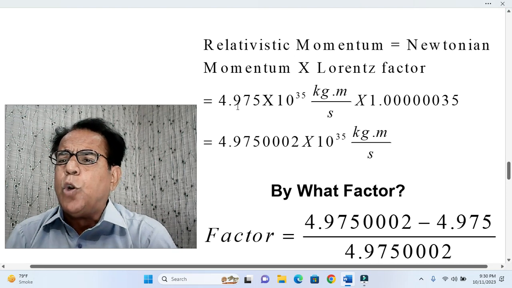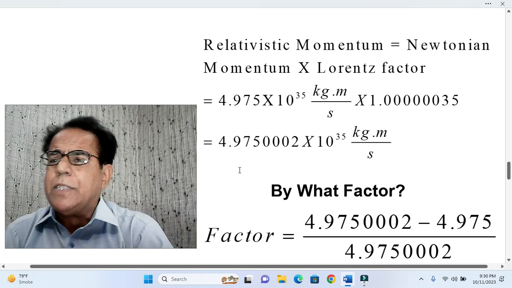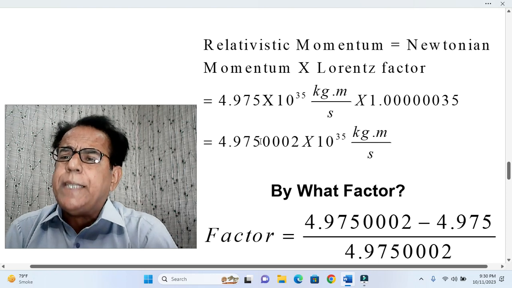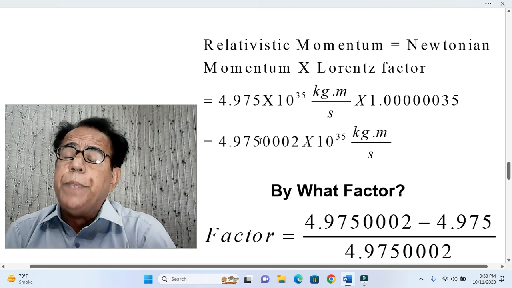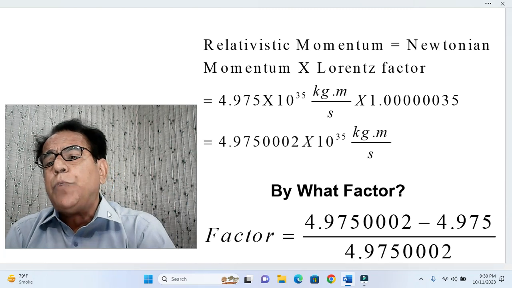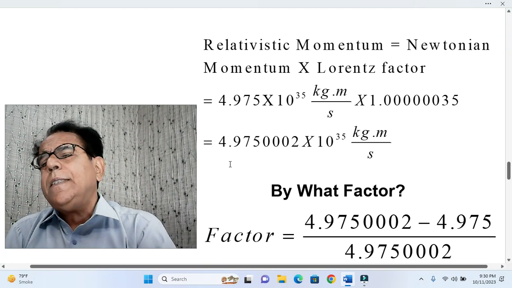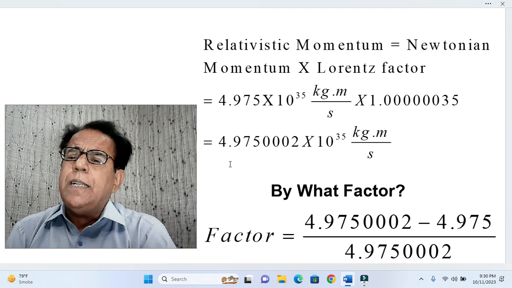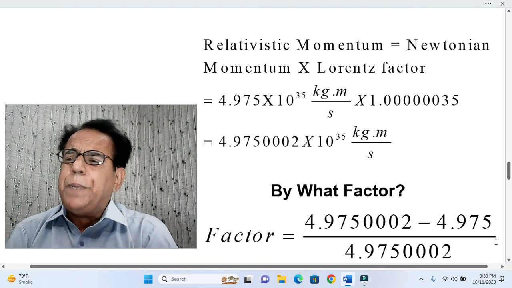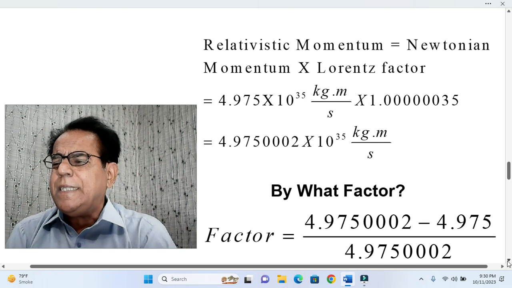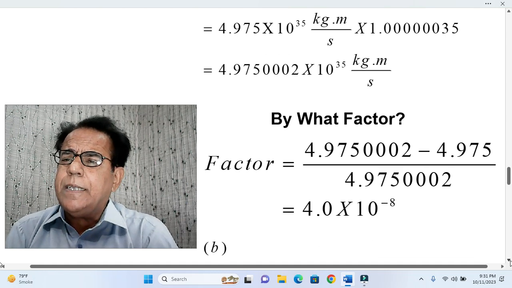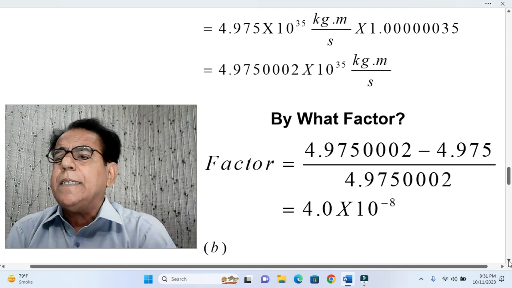Otherwise we can say that Newtonian momentum is also 4.975 and relativistic momentum is also 4.975, if we stop to this extent. But in order to make this difference clear, we have to take the value to a much more accurate level, to many decimal places. Okay, and this is what relativity is. In relativity we have to take values after decimal to sufficient length.